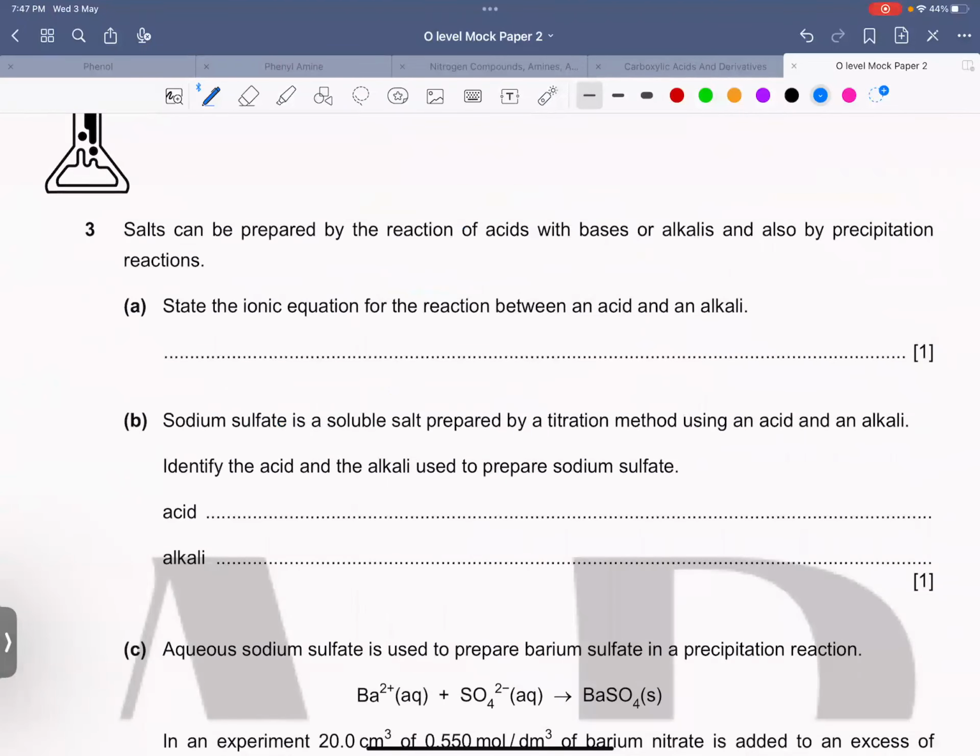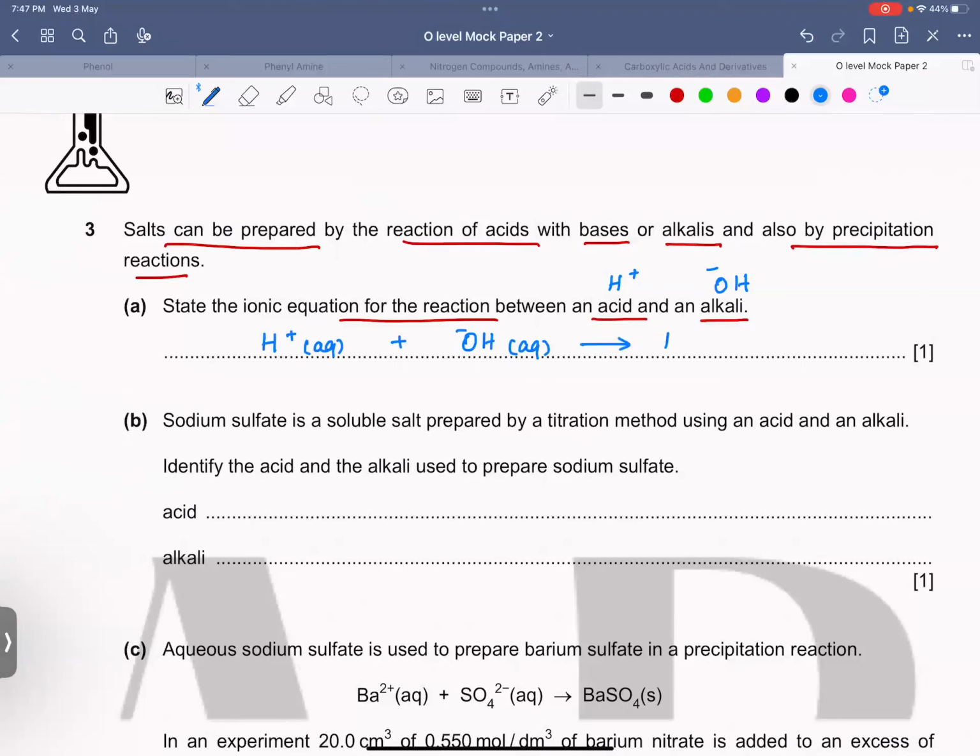Question number 3. Salt can be prepared by the reaction of an acid with bases or alkalis and also by precipitation reactions. These are the 3 ways by which we can prepare a salt, and we discussed all 3. State the ionic equation for the reaction between an acid and an alkali. So remember, whenever you have to write the equation between an acid and an alkali, you have to write it as an ionic one, so you just use hydrogen ion and hydroxide ion, and they turn into water. That is the ionic equation for any acid with any alkali.